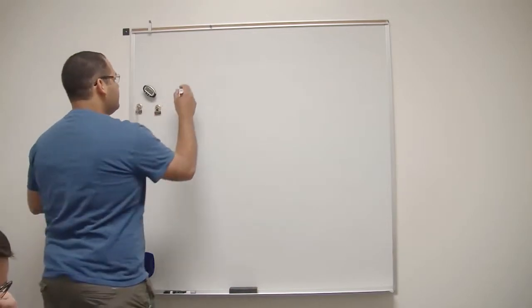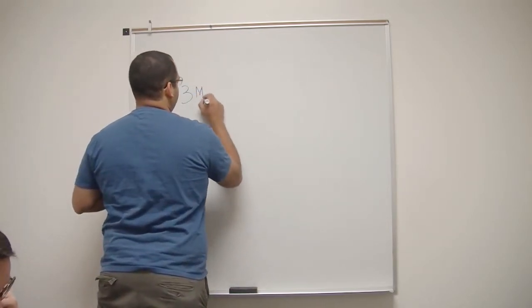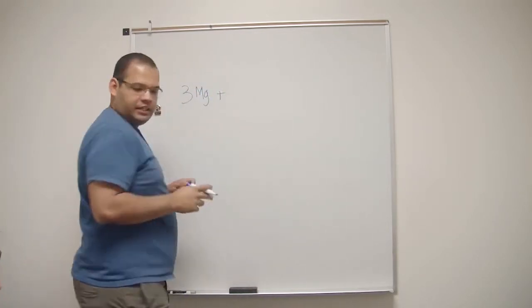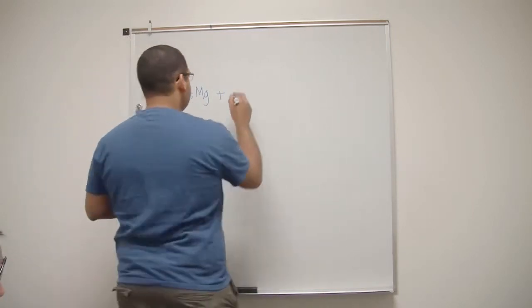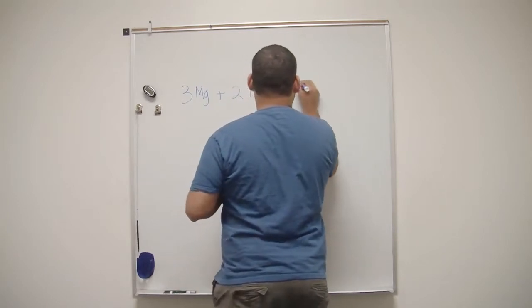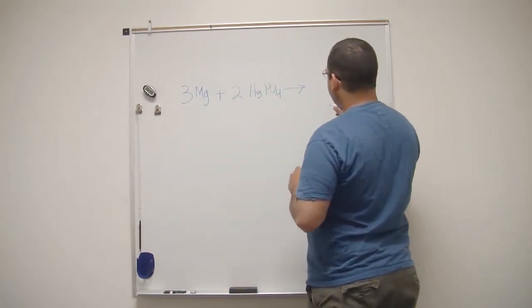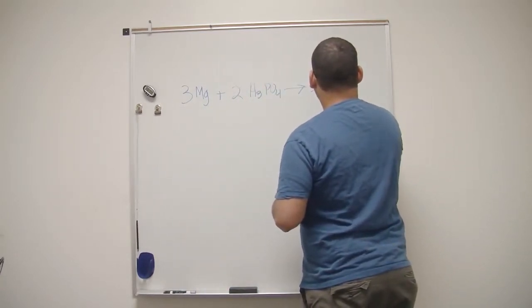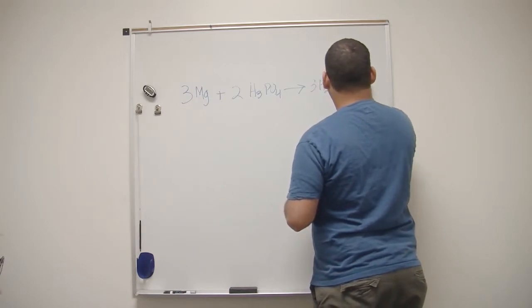So let's look at this whole reaction here. Mg plus 2H3PO4, and then goes to 3H2 plus Mg3(PO4)2.